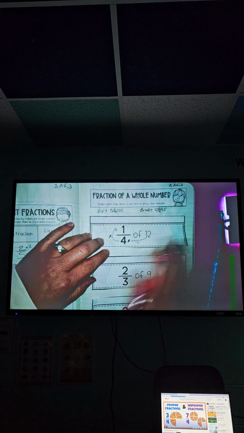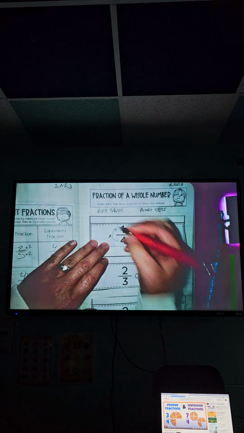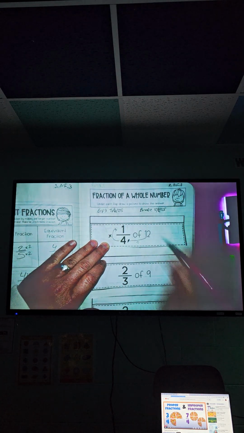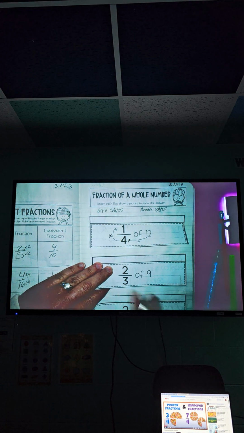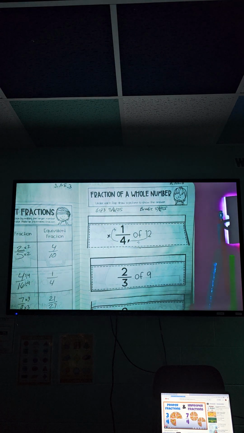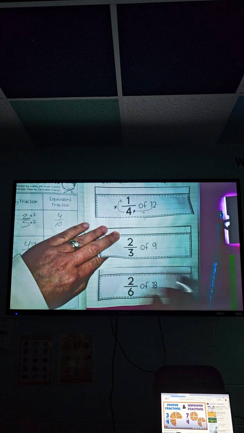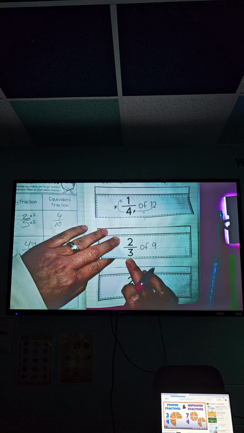I haven't done this in a while, so I hope that's still the way it's done. I haven't used it in a while. We'll find out when we do this one. 2/3 of 9. So you're dividing 9 up into thirds.